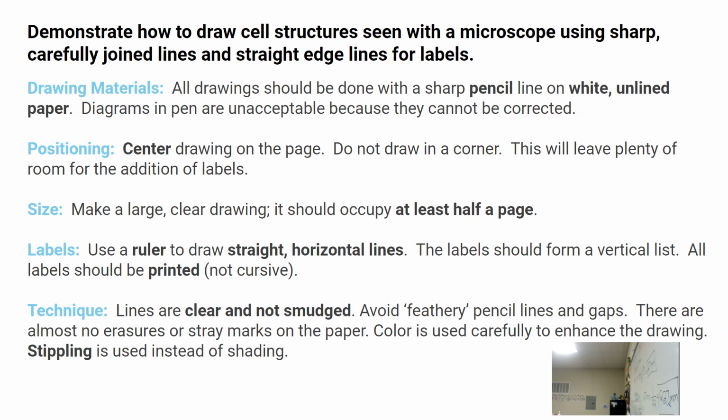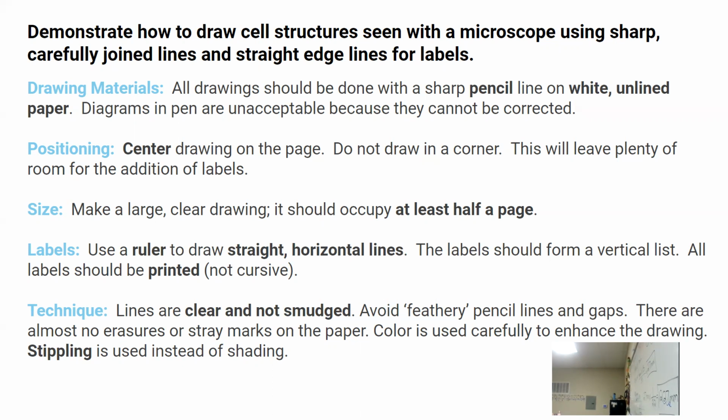Technique. Lines are clear and not smudged. You know how sometimes you're drawing in pencil and your hand goes over it and it smudges it? You want to not do that. Clear, not smudged. Avoid feathery pencil lines and gaps. This is why we're going to use a sharp pencil. Feathery, like instead of, if I was going to draw a circle, I'm going to make sure it's a solid, good circle. It's hard to explain, but I'll show you examples. Don't do that.